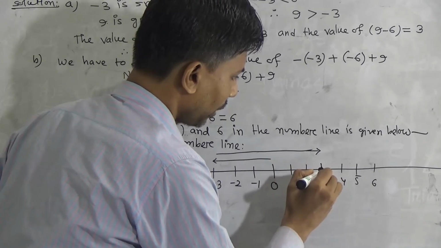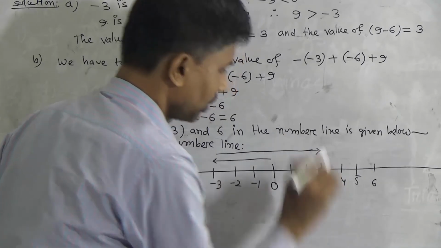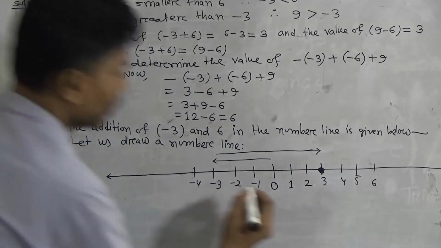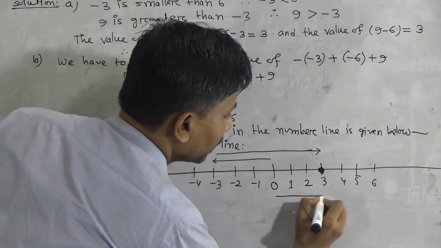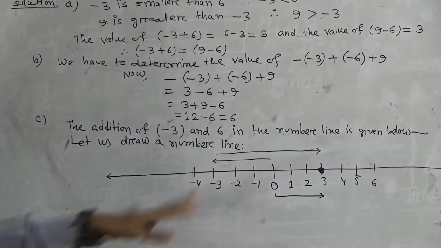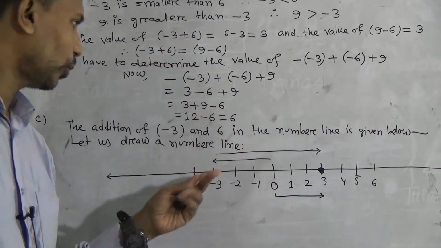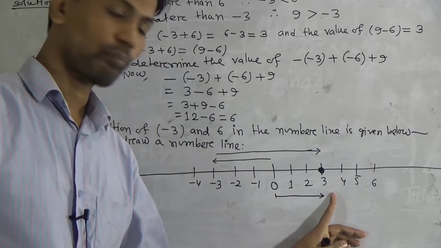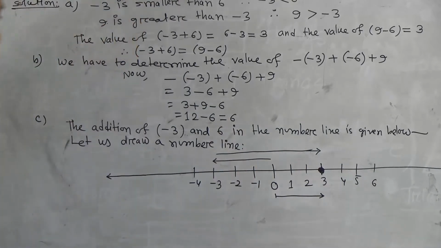So you have to mark this. And as our result is positive 3, so you have to move like this way. Okay, student? That means this line represents that the value of minus 3 and 6 is positive 3. Okay? Now write the description.